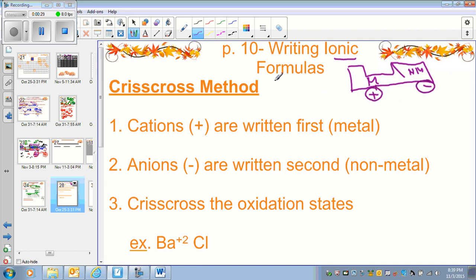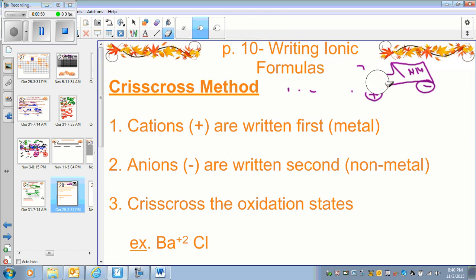So the purpose of writing a formula is that I can put the elements together with no charges on them. Okay, I need to balance it out. So the charge for the formula should be zero. So we have talked about how to collect the oxidation numbers.